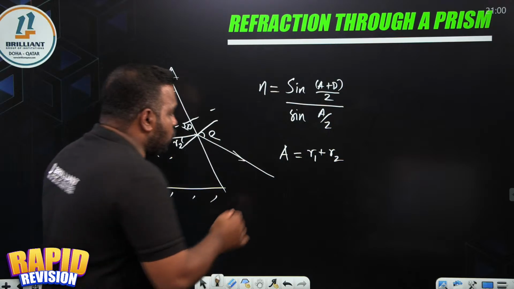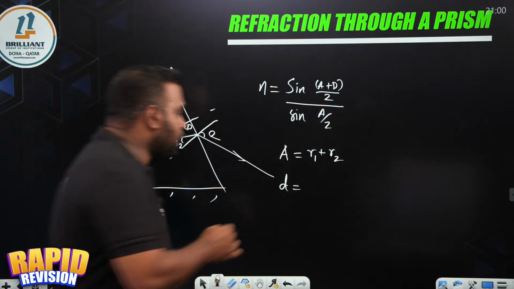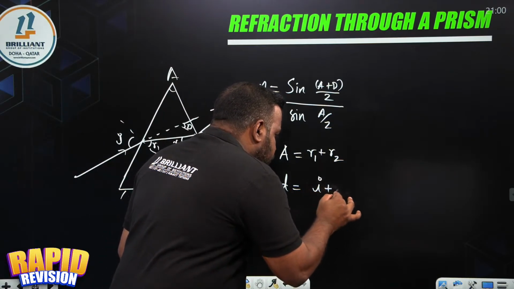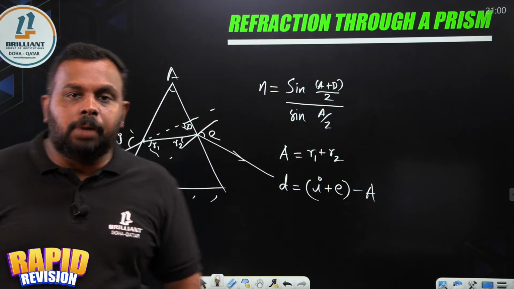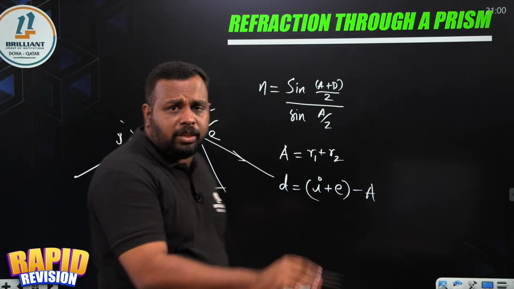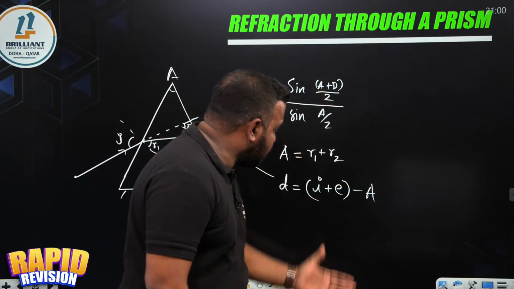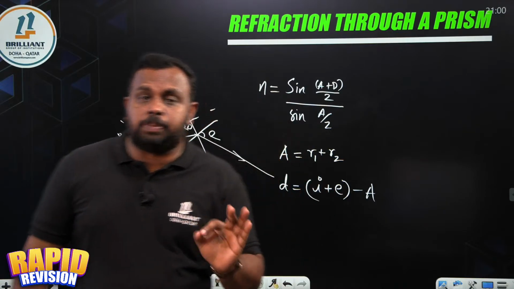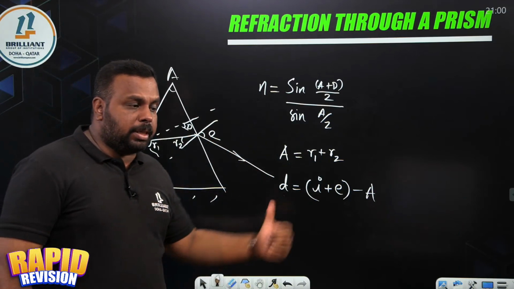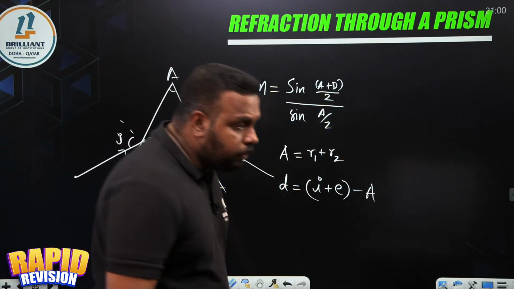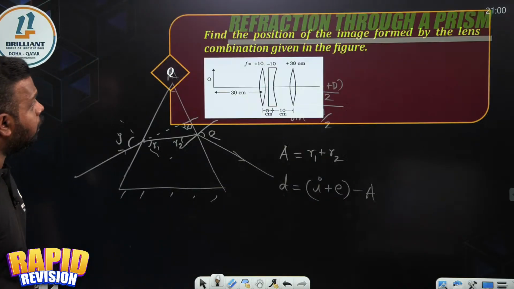Okay, and the next one is deviation. The deviation formula is i plus e minus A. So please keep these formulas also in your mind, then you can do all the numericals based on prism, if you have an idea about these things. So hope you understand the difference between small letter d and capital D. Small letter d is the angle of deviation, but capital D is minimum deviation. Okay, right. So I'm going to the next topic.